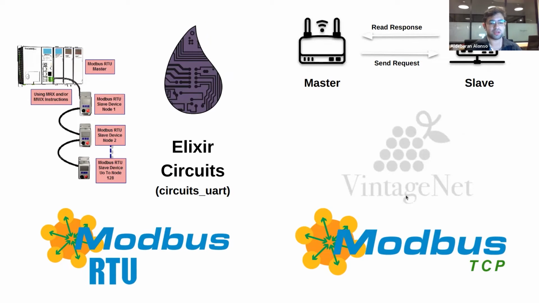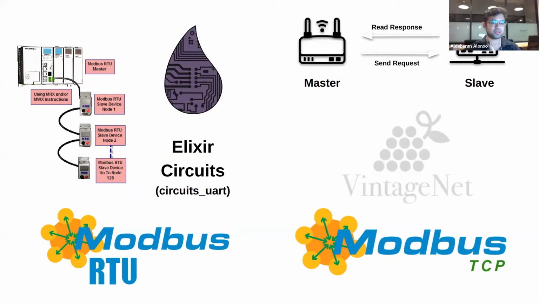Fortunately, we don't start from scratch. Basically, there are already packages that we can use. For example, VintageNet can help us manage the Wi-Fi or Ethernet. Also, we can use gen_tcp, the library from OTP, or we can use Circuits.UART to handle the serial interface.